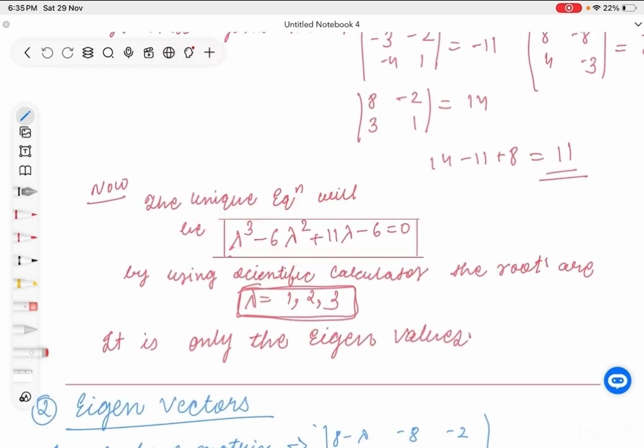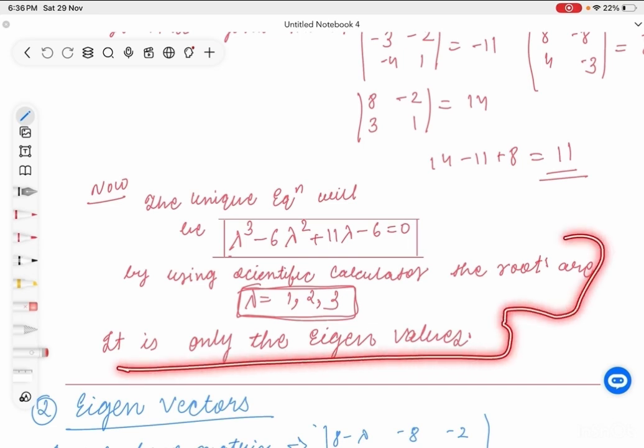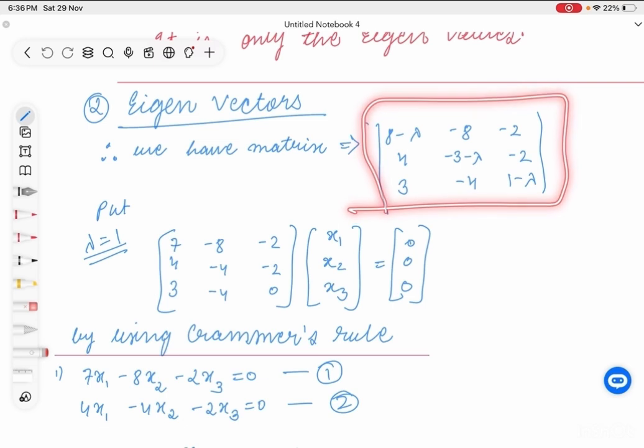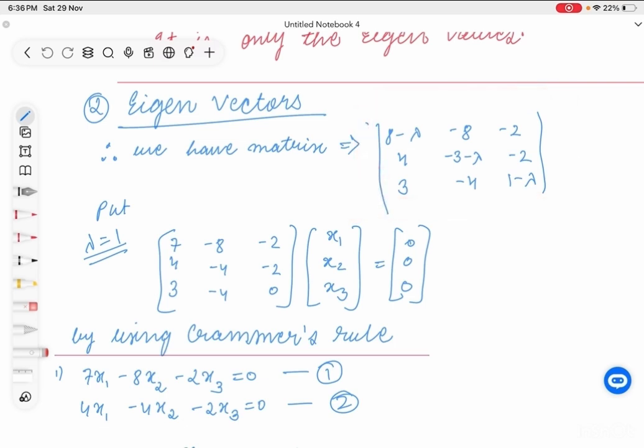By solving this cubic equation and finding the roots in a scientific calculator, we get 1, 2, 3, the three roots of the equation. Actually these roots are the eigenvalues. So here we get the eigenvalues. Now we will find the eigenvectors. We will take that matrix again. Now we will put in lambda equals 1, 2, 3.